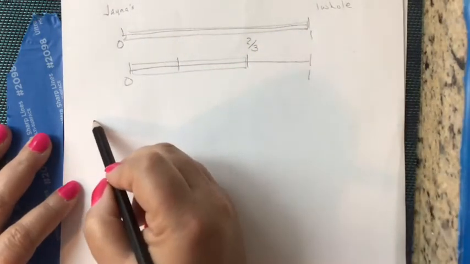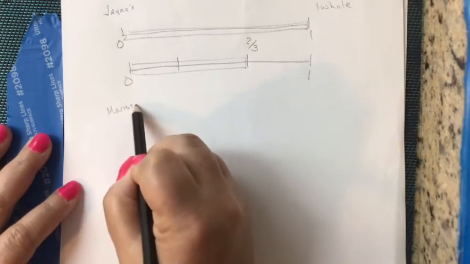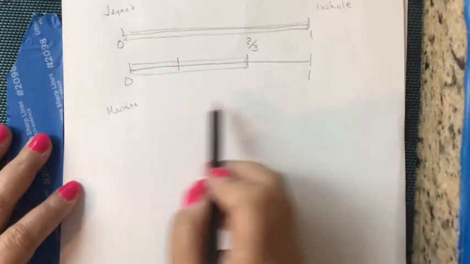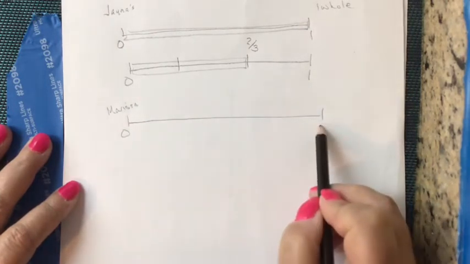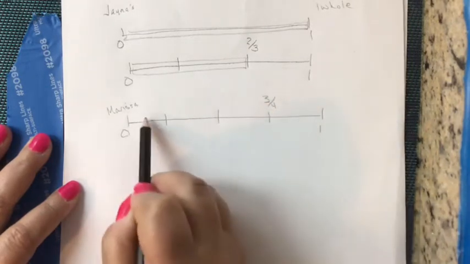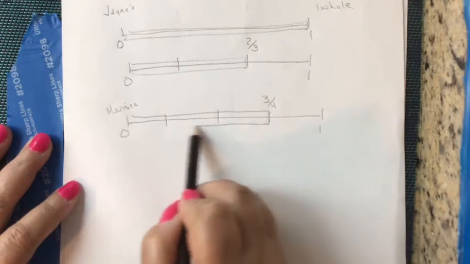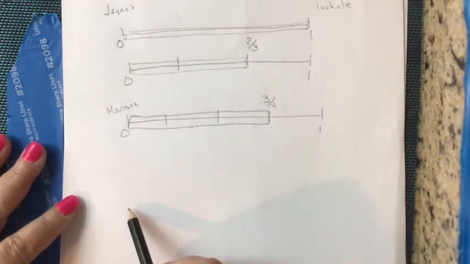Now, Marissa needs 3/4 cup of sugar. So we're going to do the same kind of number line, 1, and then she needs 3/4, which is about there. So we're going to estimate now about how much sugar they both need together.